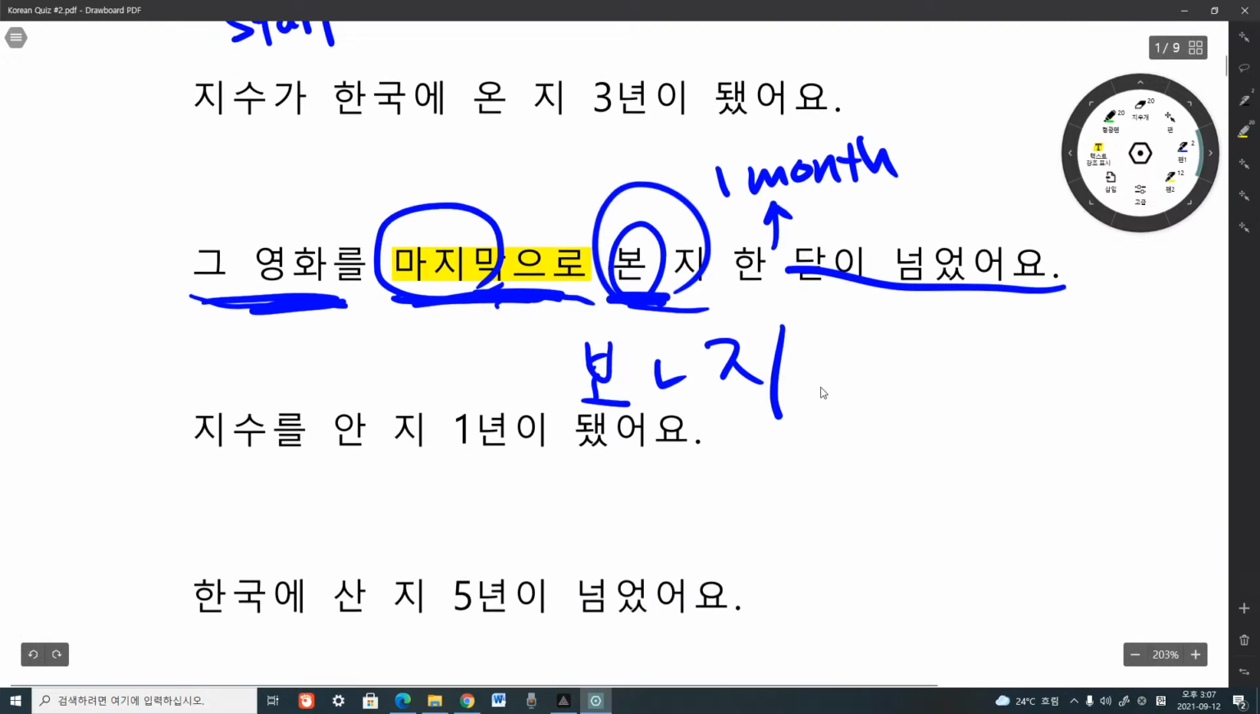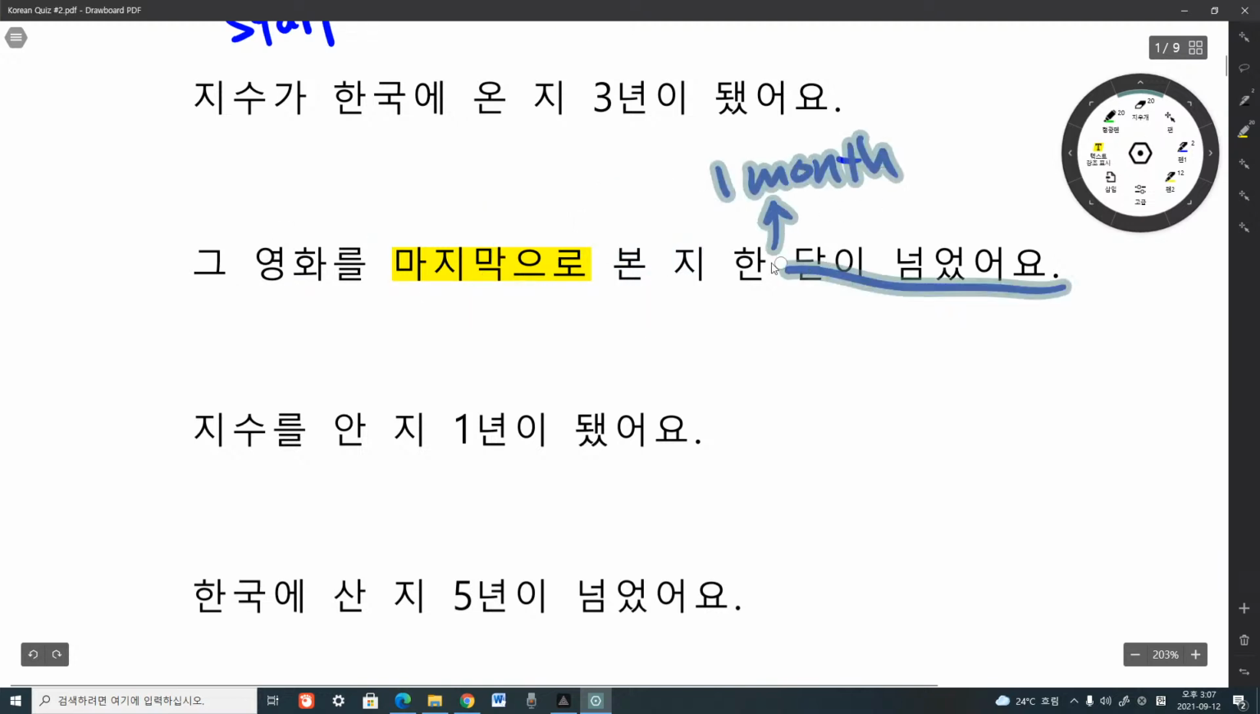Okay, 그 다음에 지수 씨, she's not speaking English at all. I'm not speaking English at all. What language am I speaking? 그 다음에 it means you don't understand, right? It's okay. 잠깐만요.